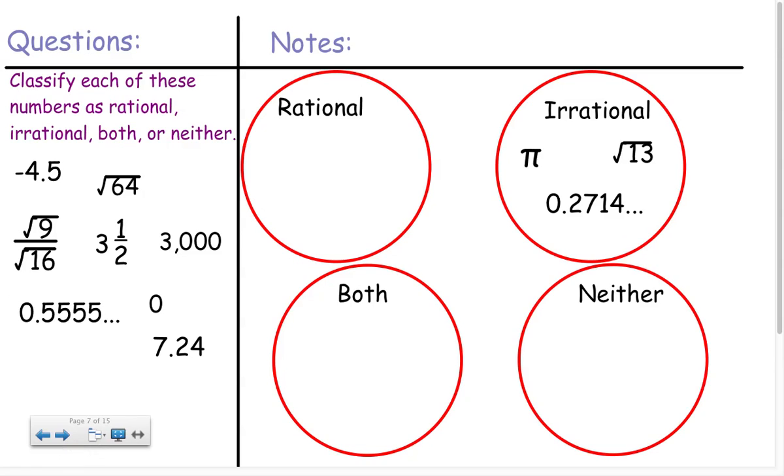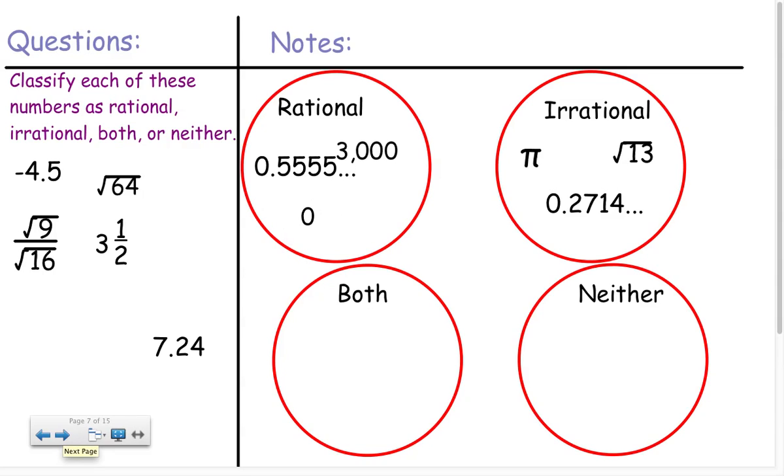Now this decimal also has the dot, dot, dot, but it's always the same number. So that means it is repeating. The 5 is always repeating. Repeating decimals are rational. 0 is rational. 3,000 is rational, because it is a whole number. 3 1/2 is a fraction, which is rational.